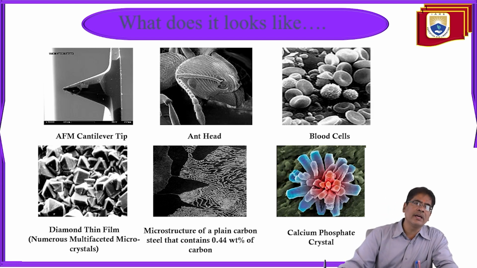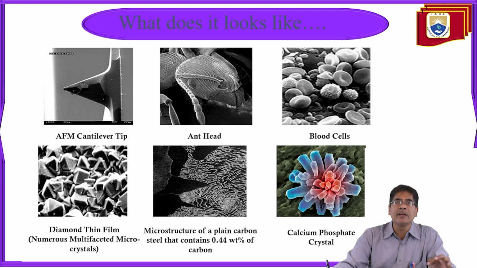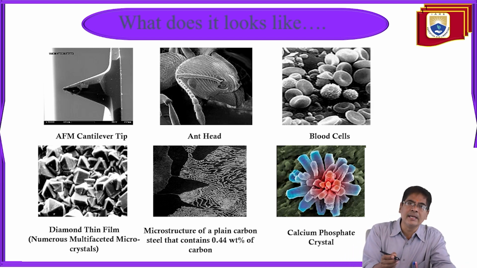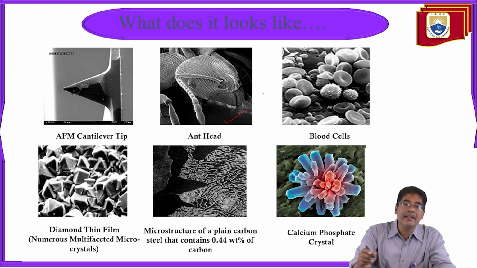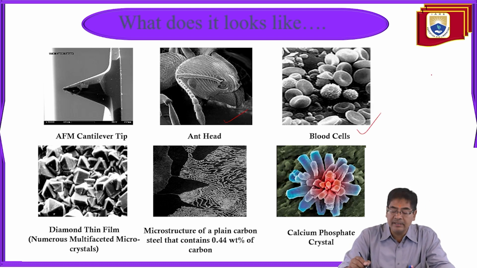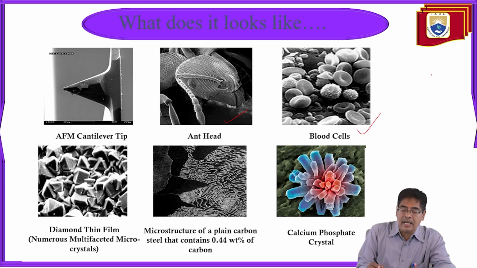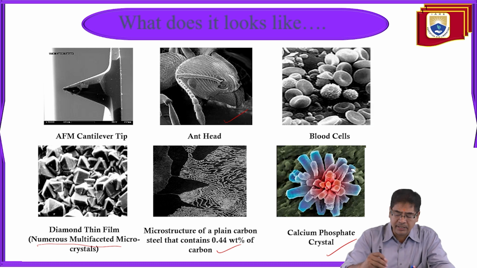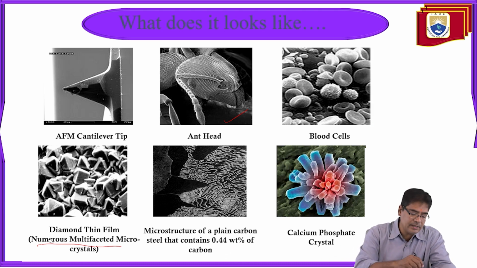So here we have the AFM cantilever tip, and we can study the surface of the ant head. If you put an ant, we can see the ant head like this. We can see the blood cells, the calcium phosphate crystal here, and the microstructure of plain carbon steel that contains 0.44% weight of carbon, and diamond thin films. That means numerous multifaceted microcrystals can be studied by using these particular analysis techniques, that is called SEM and TEM.